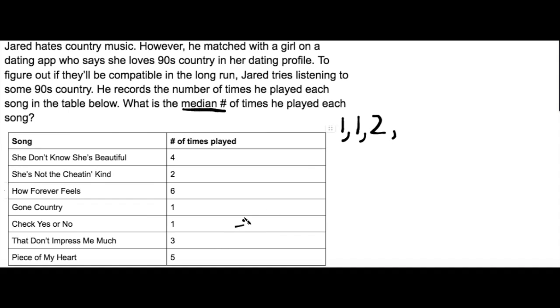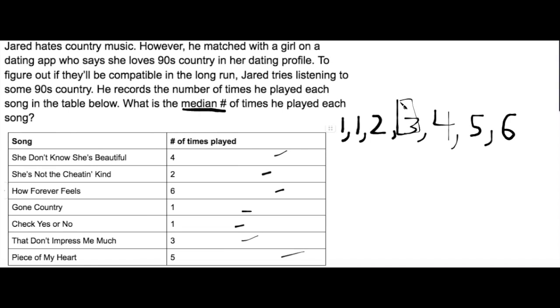So here we have 1, 2, 3, 4, and then 4, and then 5, and then 6. Okay, so here we go. When we put the numbers in order from smallest to largest, this is what we're going to have. Since we've got an odd number of numbers here, 1, 2, 3, 4, 5, 6, 7, all we have to do is pick out the middle number. In this case, the middle number is 3.